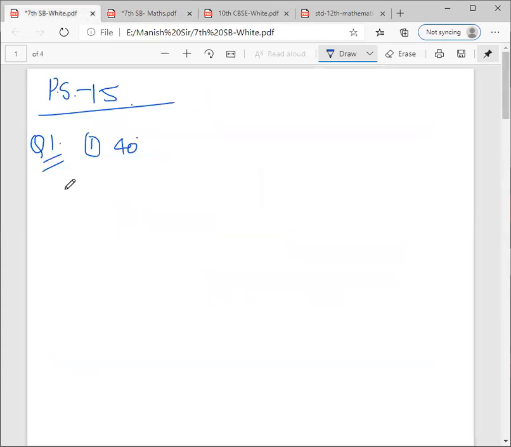So very simple. At this place, we will write, let the complementary angle be X. I'm not writing the complete spelling of complementary, I'm writing COMP. Therefore, 40 plus X is equal to 90 degrees.